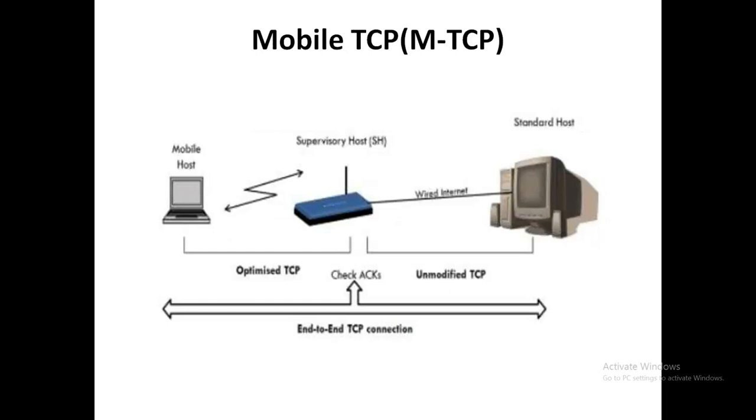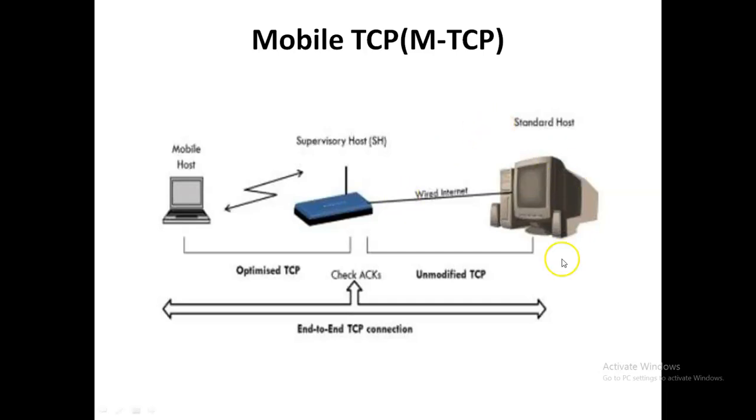The last one, mobile TCP. Here this is also similar to the previous two, but here we have the same standard TCP connection between the correspondent host and the access point, which we will call the supervisor host, and wireless TCP between the supervisor host and the mobile host. Why is the access point called a supervisor host in mobile TCP? Because here there is going to be no buffer, and it is just going to monitor what operations are done from receiver to sender or sender to receiver.